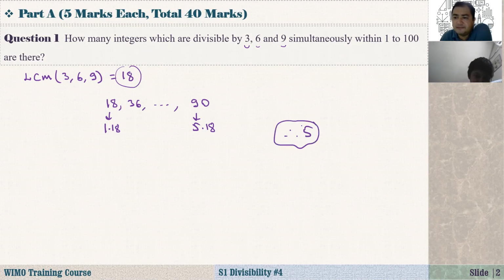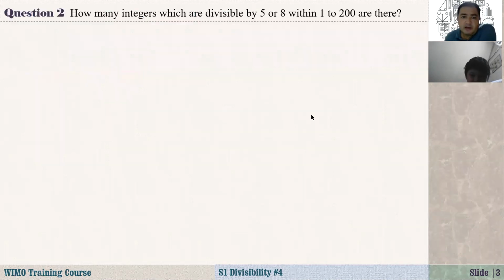Is it clear? Yes. Good. Now, in the next question, read the question, Carol. How many integers which are divisible by 5 or 8 within 1 to 200 are there? Okay. So again, how many integers are divisible by 5 or 8 within 1 to 200?